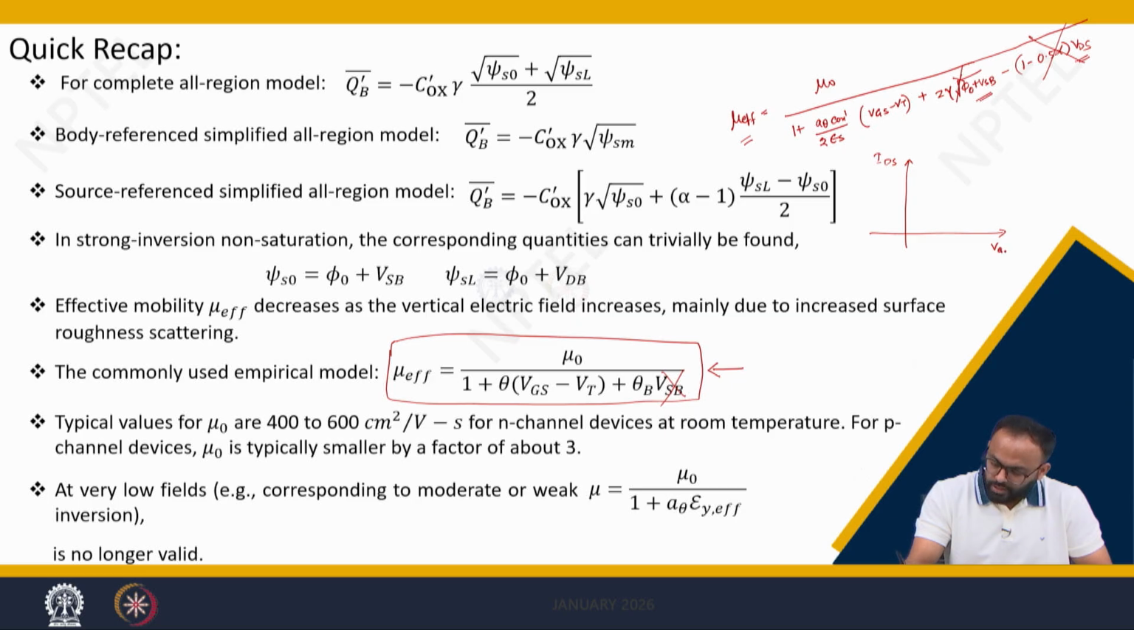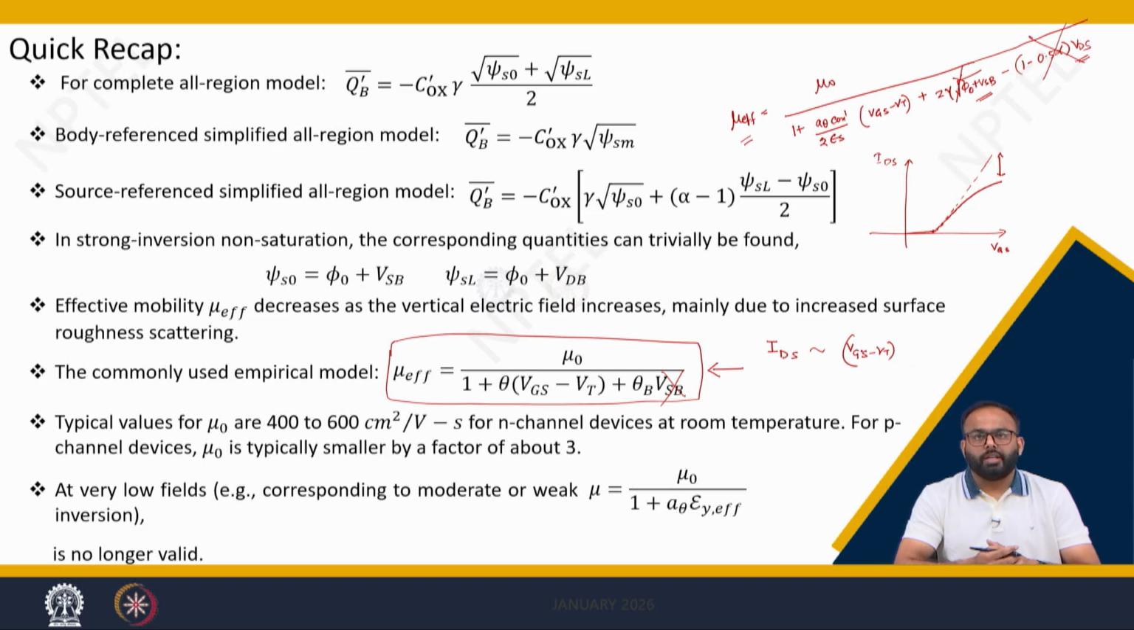We said that when Vgs increases, ideally when mu is constant, this linear graph is expected. However, when you include the mu effective, the graph will look like this. So, the current value will get reduced because of mu effective, and if I include the mu effective in IDS, then IDS is no longer square dependent or quadratic dependent; it is approximately dependent on Vgs minus Vt.